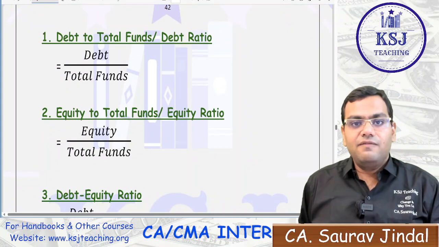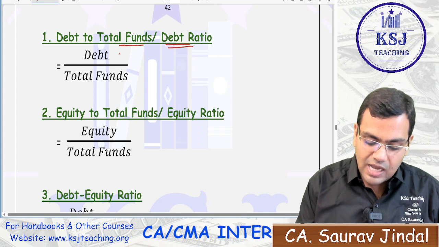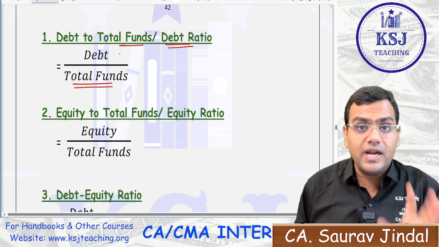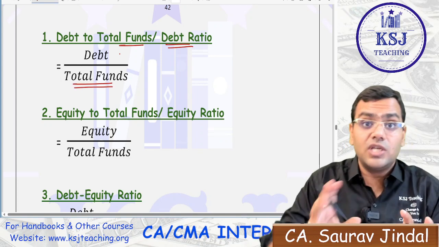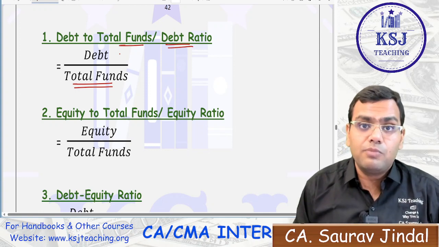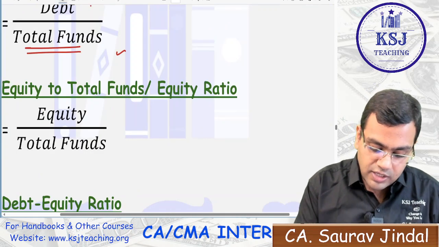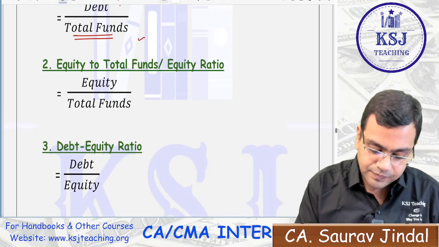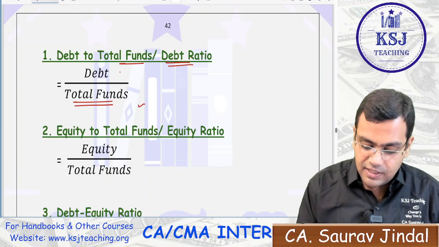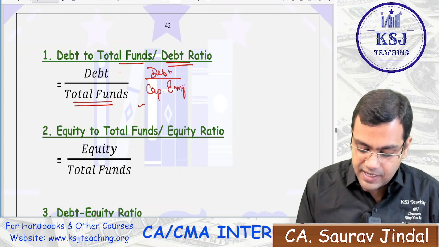So these are the various ratios. Now debt to total funds, or the debt ratio: out of the total funds employed in the business, whether in the form of equity share capital, preference share capital, or reserves and surplus, what is the proportion, what is the amount of debt, right? This is also known as debt to capital employed. Total funds or capital employed, one and the same thing. Debt divided by capital employed.